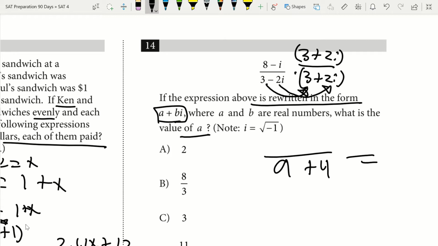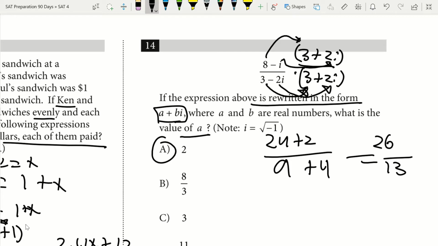I see that then my denominator is going to have 13. Up top, I'm going to have 8 times 3, which is 24, and then I'm going to have a minus i times 2i, which will give me minus 2i squared, which becomes plus 2. So then it's going to be 24 plus 2, which is going to give me 26 over 13, which is 2. So the answer for 14 is A.